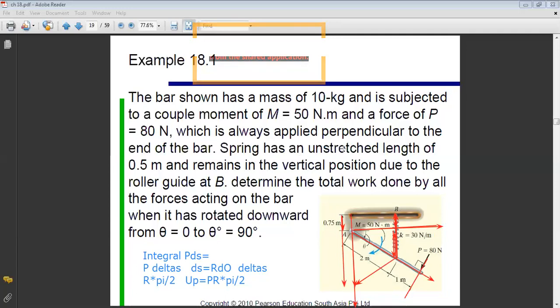And they said that the unstretched length is 0.5. So I can say that delta L1 is equal to 0.75 minus 0.5 equals 0.25, and delta L2 is equal to 2.75 minus 0.5 equals 2.25. Okay, so I have delta L1, I have delta L2. I can find that the work of the spring is half K delta L1 squared minus half K delta L2 squared. What are other forces which will produce work?